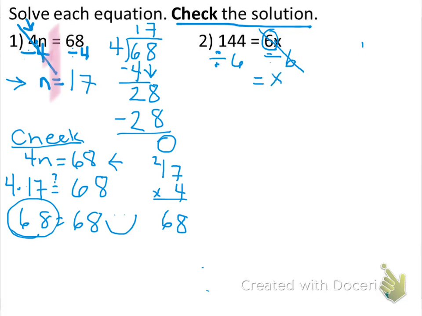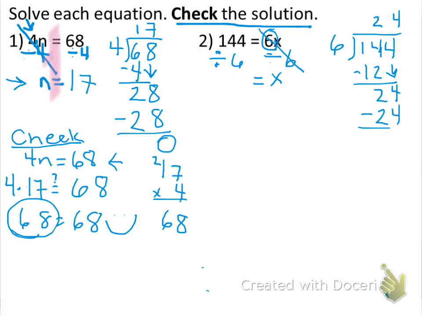Then, on this side, all we're left with is our x. Now we need to check what 144 divided by 6 is. 6 goes into 14 twice. 2 times 6 is 12. Subtracting, 14 minus 12 is 2. Bring down that 4. 6 goes into 24 4 times. And 4 times 6 is 24. So that means that x is equal to 24. Now we're done with our question, and you can circle this because it's our answer, but we need to do our check.